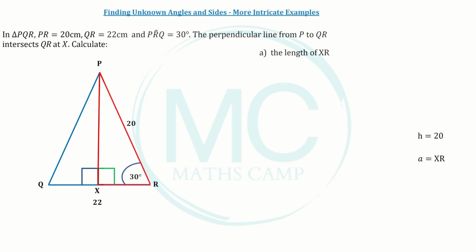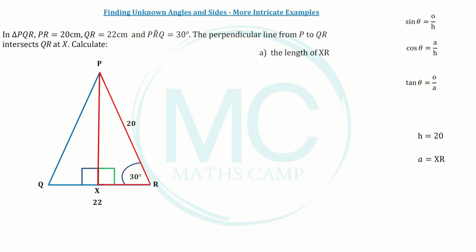Now we can find the best ratios to use. So let's write down the ratios for sine, cos, and tan. Now we have an angle and the length of the hypotenuse. We need to find the length of the adjacent side. We need a ratio that includes both of these. And cosine uses both the adjacent and the hypotenuse.